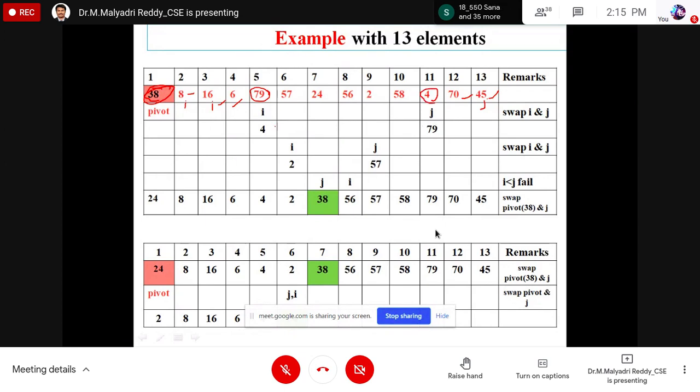Automatically, what we have done is swap these two elements, the ith element and the jth element. Both will be swapped. So what is the value here? That is replaced with 4, and here it is 79. So 4 is less than the pivot element. In the next iteration, the i value increments and comes to here. Again 57. 38 is less than 57.